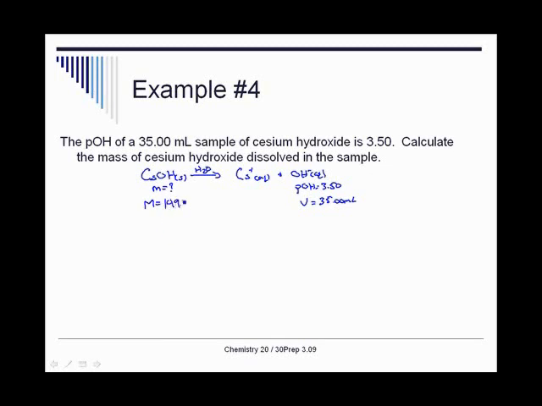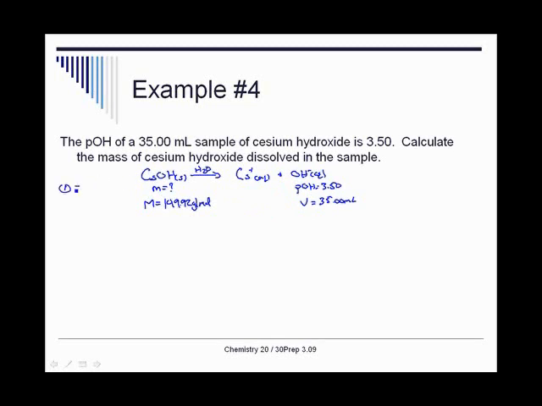So 149.92 grams per mole. And now we got to make up a different plan because it's a different type of problem. We want to find mass, but in order to do that, we're going to need the number of moles of cesium hydroxide. And the only way we're going to get the number of moles of cesium hydroxide is if we find out how many moles of hydroxide ions we have. And that we can do because we can find the concentration. So now we've got to go backwards.